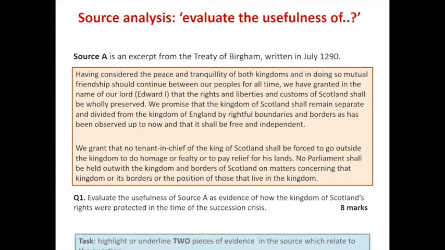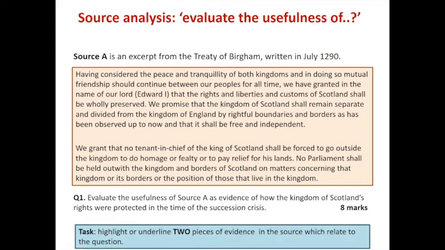So here's our example question again. Our first thing to do is to find a couple of pieces of evidence in the source that relate to the question. So if our question here is to evaluate the usefulness of source A as evidence of how the Kingdom of Scotland's rights were protected in the time of the succession crisis.